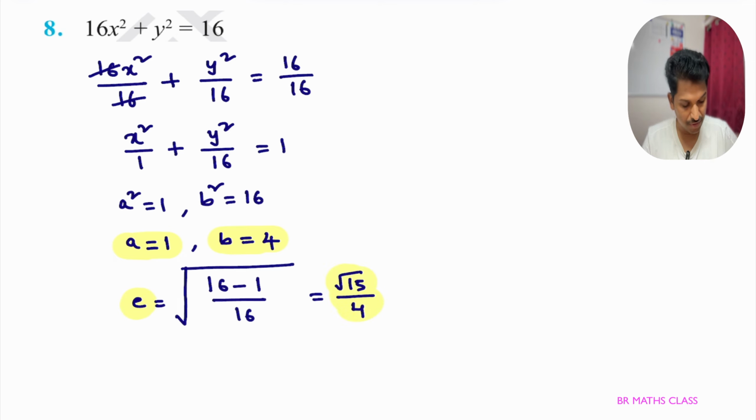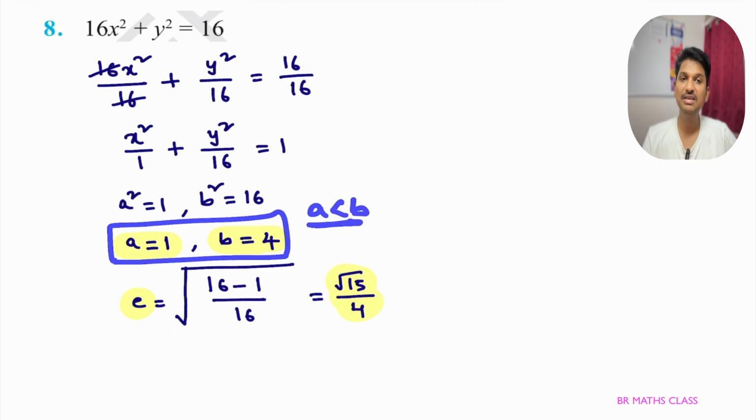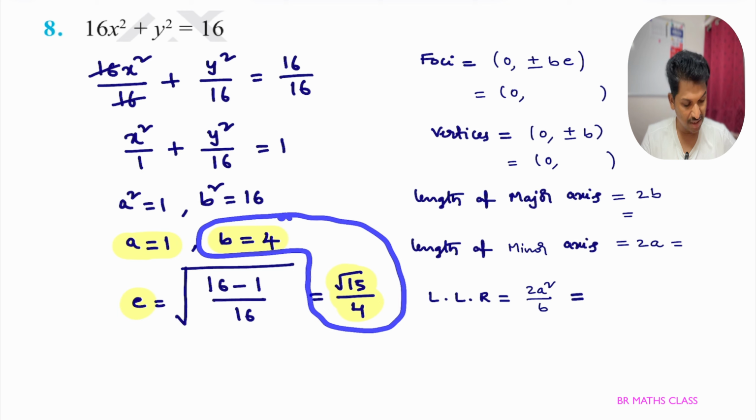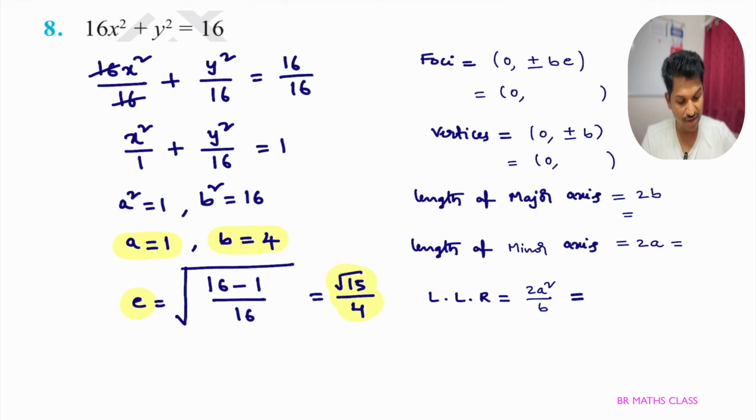Here, if you observe, this a is less than b. As a is less than b, it is the second type of ellipse. So you write all the formulas related to the second type. As we know the a value, b value, e value, we can easily calculate them. The foci formula is 0 comma plus or minus be. Multiplying these two, be is root 15. So foci is 0 comma plus or minus root 15.